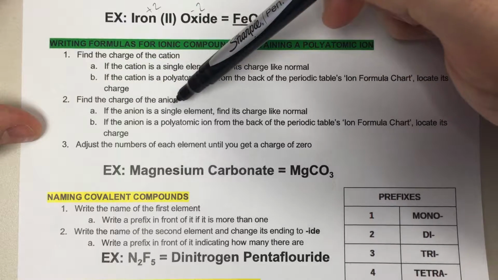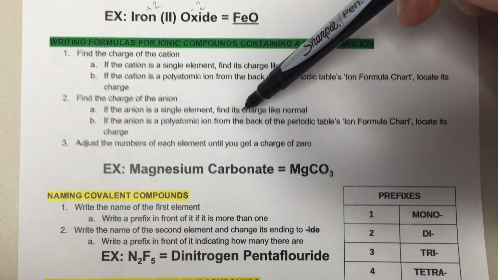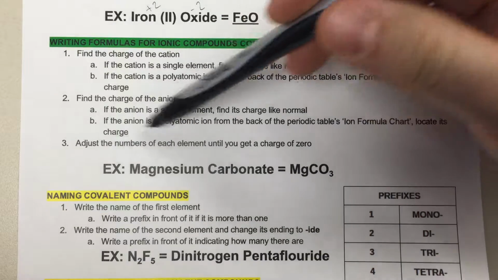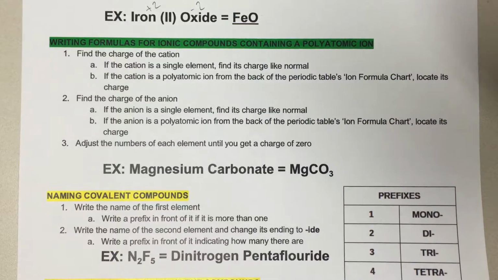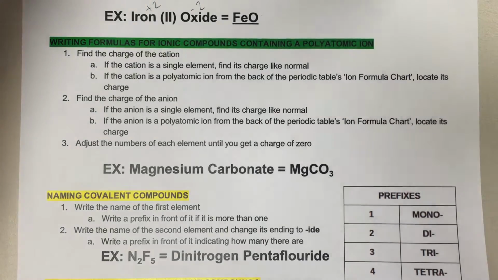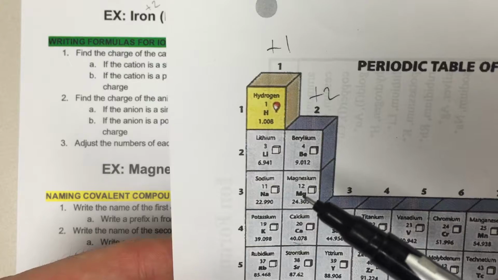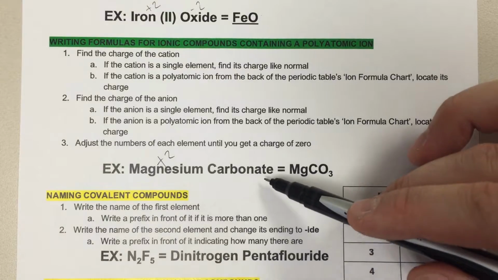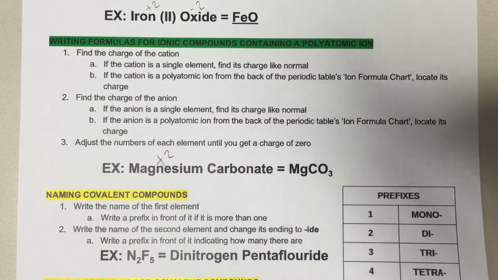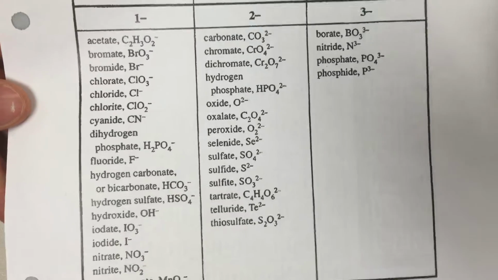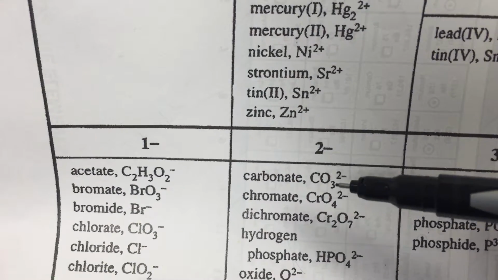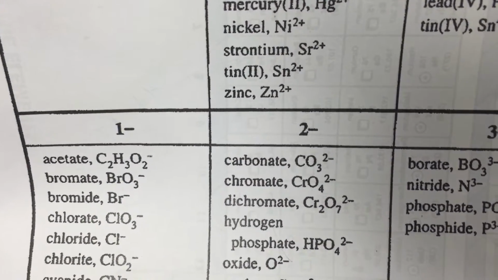Then you find the charge of the anion. If the anion is a single element, find its charge like normal. If the anion is a polyatomic ion from the back of the periodic table's ion formula chart, locate its charge like I showed you and adjust the numbers until you get 0. So watch this. Magnesium, that's a single element. We can find that using the periodic table. Magnesium is found right here. It is in this group. The group has a charge of +2. Carbonate. Never heard of that before. Go to the back of your periodic table and see if you can find a group called carbonate. When you do, you find it sitting here. Carbonate is CO3 with a charge of -2. So here's what I'm going to do.